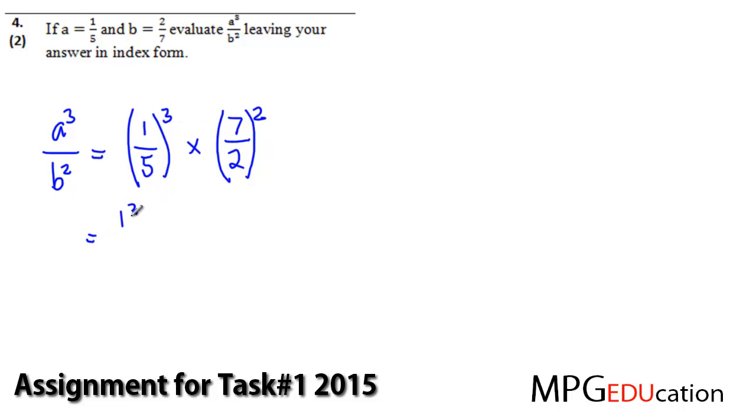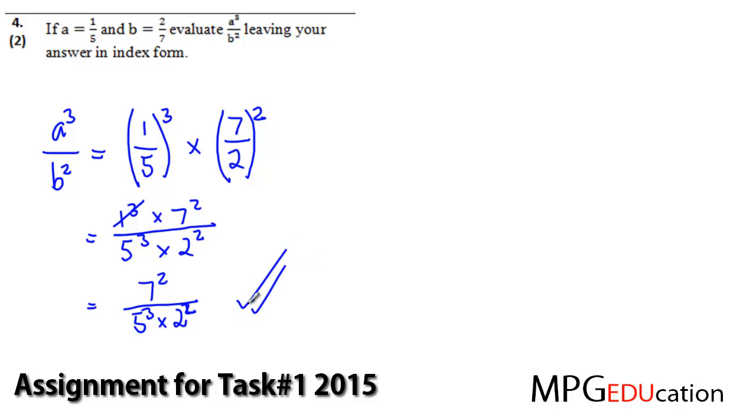This would then be 1 to the power 3 times 7 squared as my numerator, 5 to the power 3, 2 squared as my denominator. That's going to cancel to 1, so I'm left with 7 squared over 5 cubed times 2 to the power of 2. And as far as I can tell, that is as far as we can take that one in index form. So somehow that's worth 2 marks.